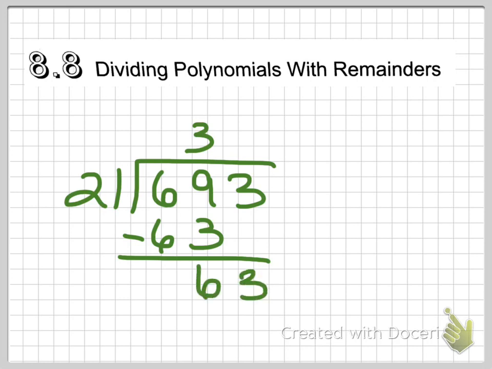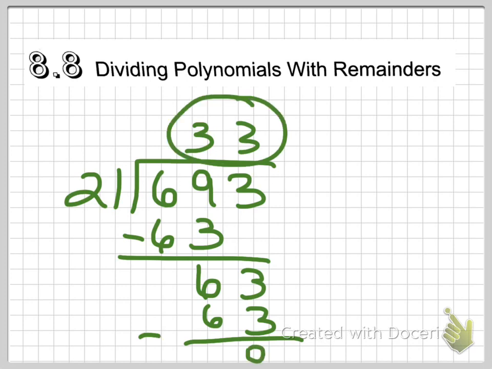And how many times does 21 go into 63? 3 times again. And we still do the distributive property. We do a 3, and we do a 6. And then we subtract. It'll be 0. No remainder. Our answer is 33.